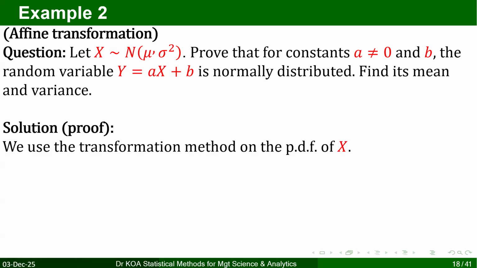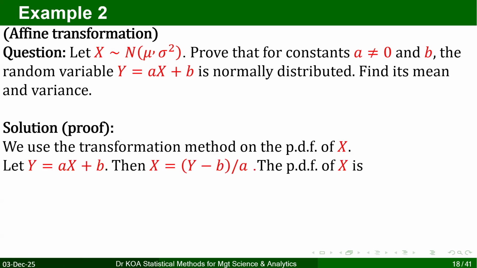So first thing is that we use a transformation method on the probability density function. Okay, so we're going to let Y be AX plus B, and we can make X the subject of that formula. I was going to say you should make it, but I've done it here. When you make X the subject of that formula, what do you get? You divide both sides by A, so you move this one to the other side. That's why you have Y minus B all over A. Do you get it? Yes.